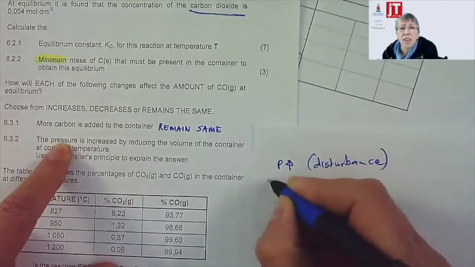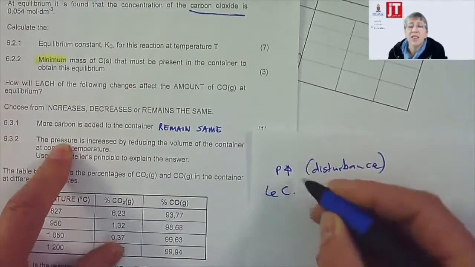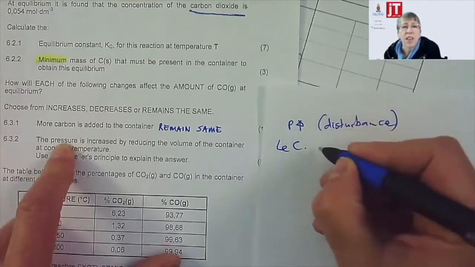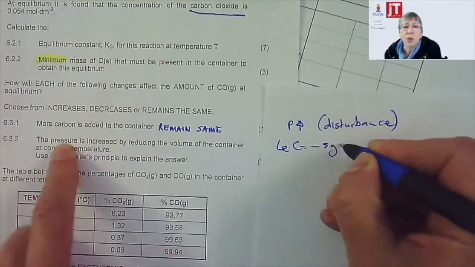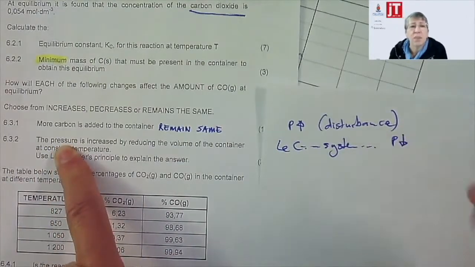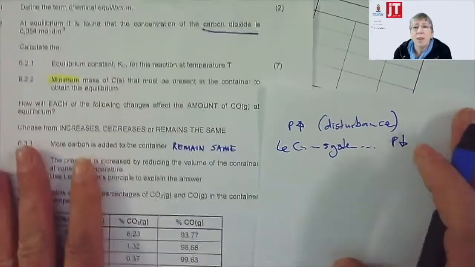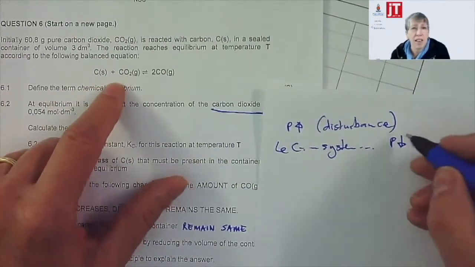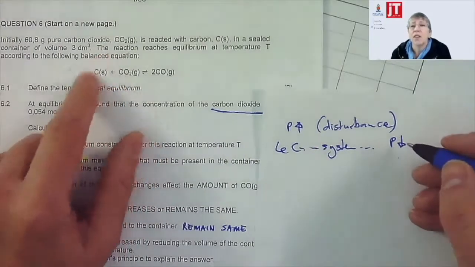And then what does Le Chatelier tell you? Le Chatelier tells you that the system will react to oppose this, right? So what my system will do is react to decrease the pressure. So how can it decrease the pressure? It can make things that don't press that hard. So the carbon doesn't press.